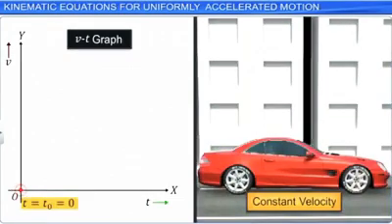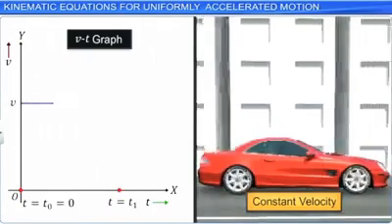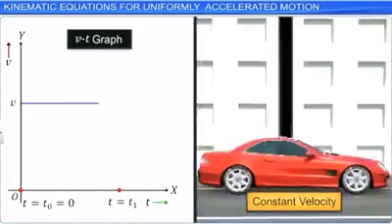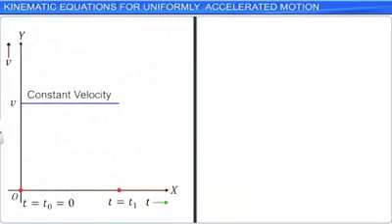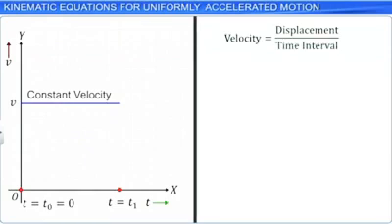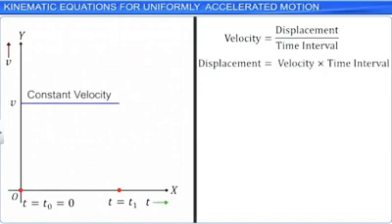Let us draw the v-t graph representing this motion of the body. We get a line parallel to the x-axis. We know that velocity of a body is the ratio of its displacement and the time interval. We can say that displacement is a product of velocity and the time interval. This is the product of velocity v and time interval t1.